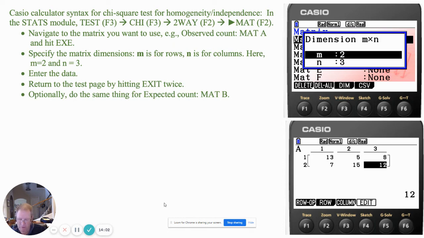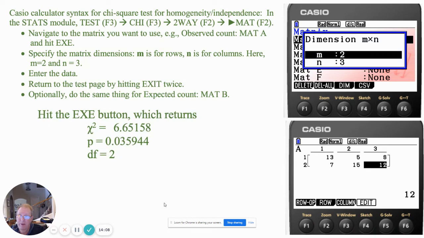When I hit execute, it'll do my calculations and determine that the chi-squared statistic is 6.65158. My p-value is 0.03594, and I have 2 degrees of freedom. So I want to write that down on my answer sheet. All that data goes right to the answer sheet.